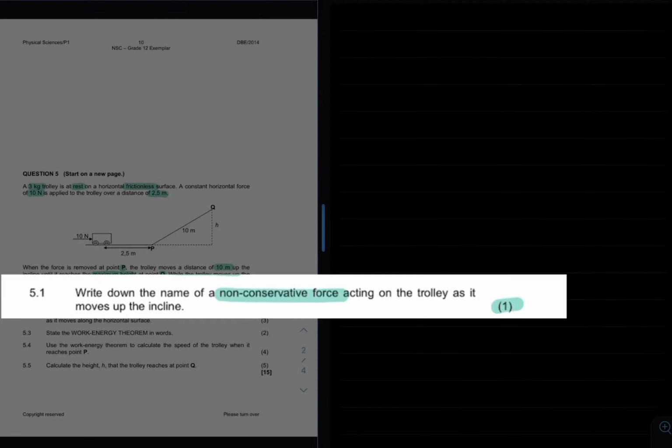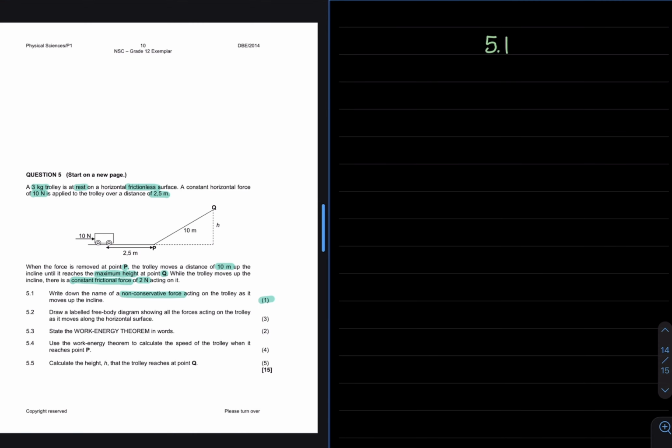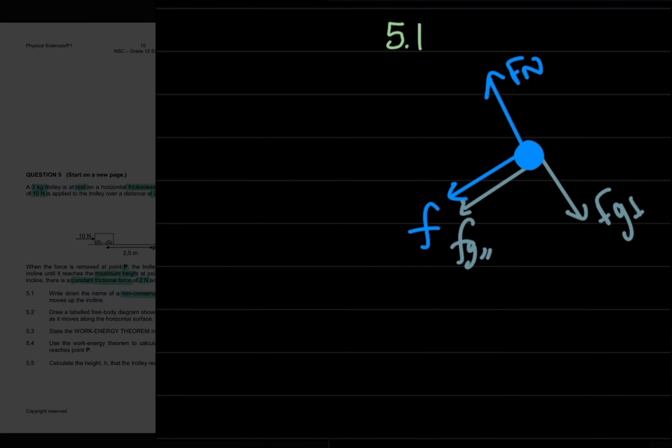5.1 says, write down the name of the non-conservative force acting on the trolley when it moves up the incline, for 1 mark. So remember that in the previous video we had an in-depth look at what non-conservative forces are, and the two that we use mostly are friction as well as applied force. Having a look at the free body diagram up the incline, we can see that we have a frictional force present. Therefore, the frictional force is the non-conservative force, seeing that it is path dependent.